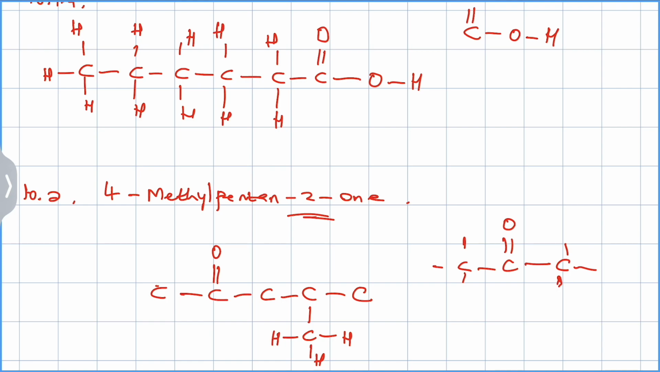And keep in mind that a functional group will always take preference over the branches. So functional group will always get a lower number, that's in carbon number 2, compared to the branch, the methyl. Okay, then we're just going to fill in the hydrogens, and then we are done. Okay, so that is 4-methyl pentan-2-one.